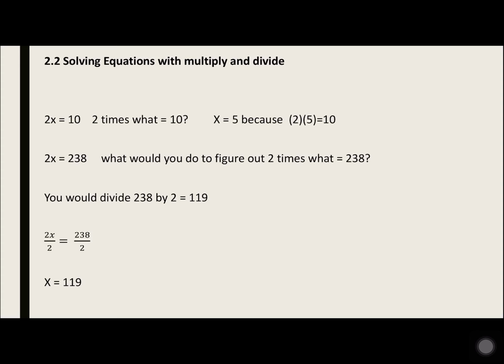So 2x equals 238, divide by 2 on both sides. On the left, the 2's divide out. On the right, 238 divided by 2 equals 119.